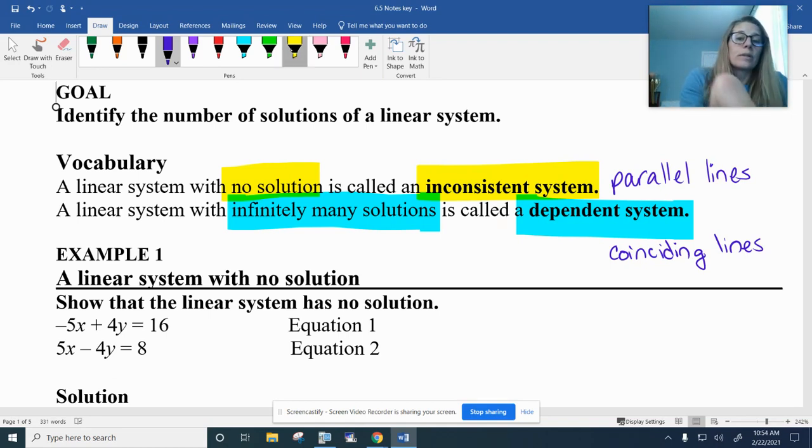So first, let's focus on those with no solution. Now remember, there's three methods to solving a linear system. There's the graphing method, the substitution method, and also the elimination or the linear combination method. So we're going to do these problems showing you how all methods can be used to identify no solution or infinitely many solutions. So first we'll focus on the problems with no solution.